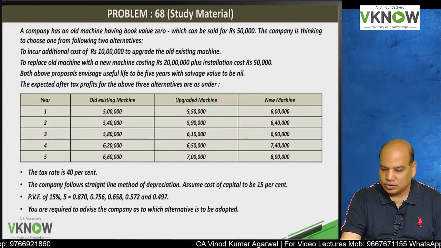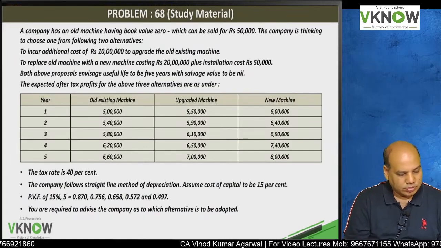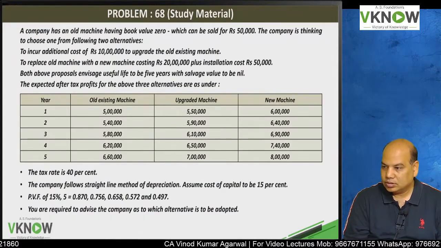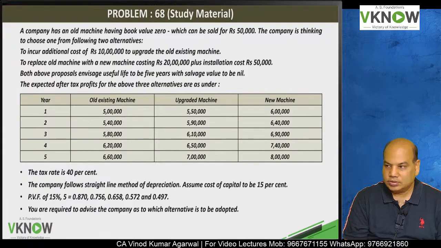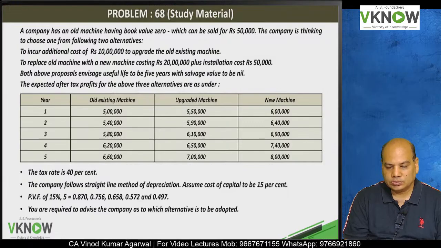Okay, one more question we'll solve. Question number 68. This is from your study material. A company has an old machine having book value 0, which can be sold for rupees 50,000.